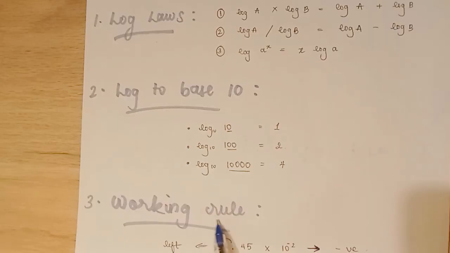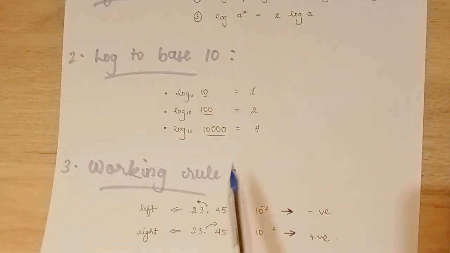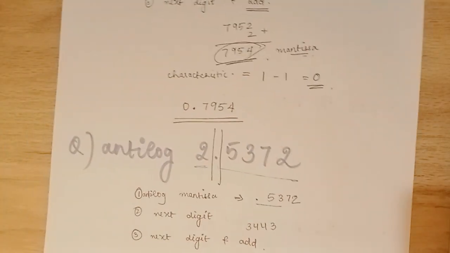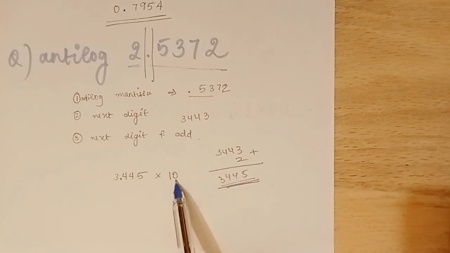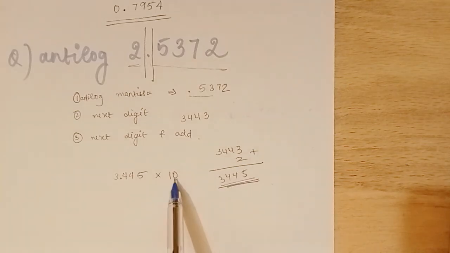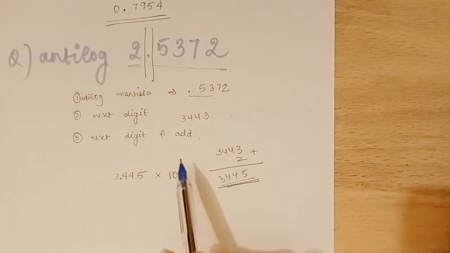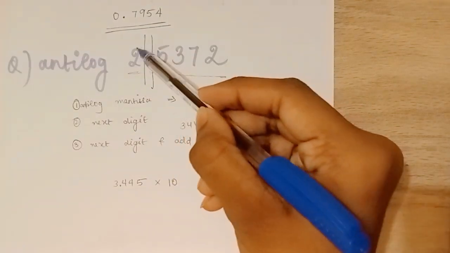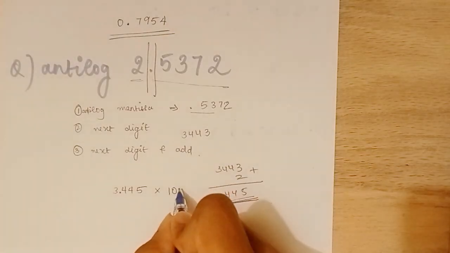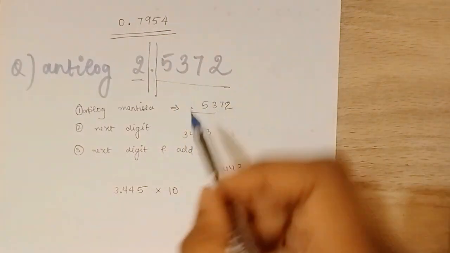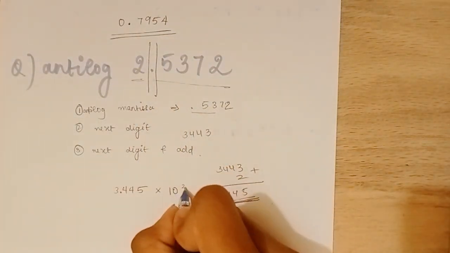After that, you multiply this. So this is where the working rule comes in. We are going to shift the decimal point. Now, how do you shift it? You multiply this value with 10 raised to the power of the number that comes before the decimal point. So if it was 3 here, it will be 10 raised to 3. If it was 4, 10 raised to 4. Since it is 2, it is 10 raised to 2.